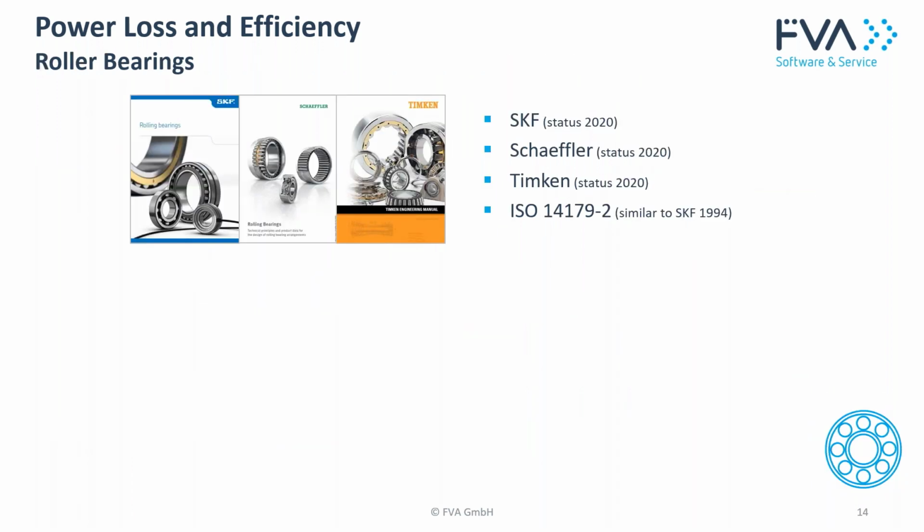For the roller bearings, we have implemented the 3 bearing catalogs from SKF, from INA Schaeffler, and from Timken. Each catalog describes its own power loss calculation approach, and depending on which bearing is specified, the corresponding catalog method will be used for the power losses automatically. But as an alternative, it is possible to choose the ISO 14179 Part 2 approach. This is similar to the old SKF method of 1994.